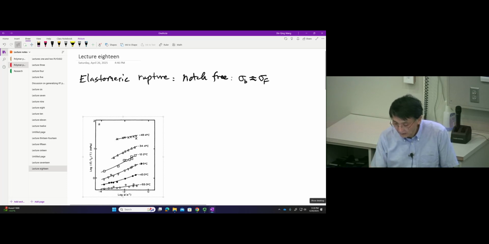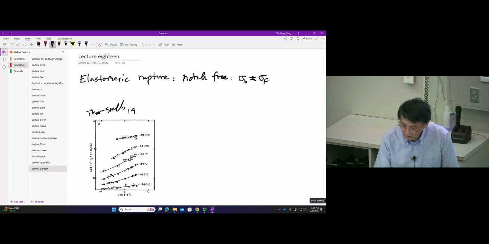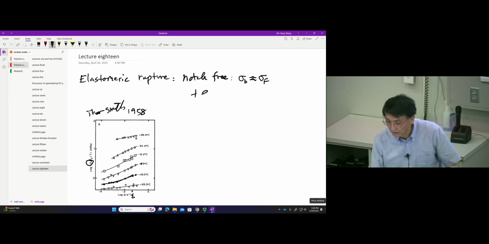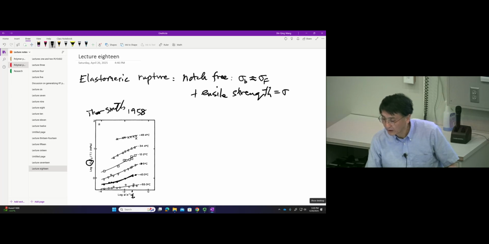And this is data by Smith, 1958. What's plotted was this nominal strength as a function of the rate of stretching at different temperatures. So exactly what I have indicated to you before, that at any given temperature, you can stretch more as you use a higher rate to stretch it. Each point denotes the so-called tensile strength. That's a very simple term. Basically, the engineering stress at the point of fracture, rupture.